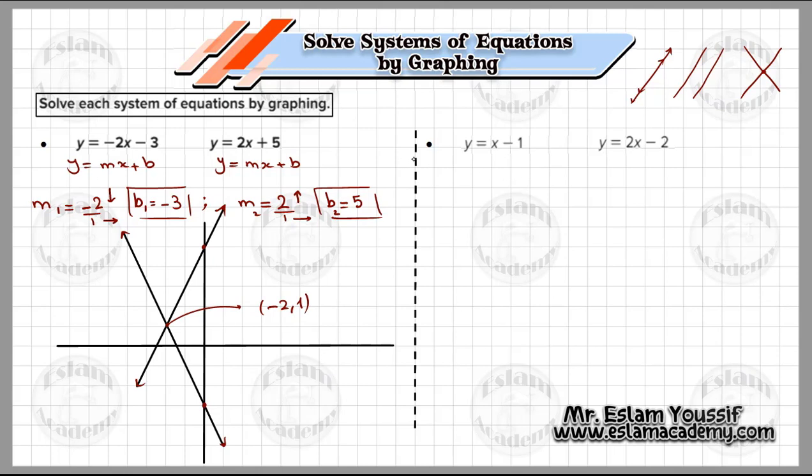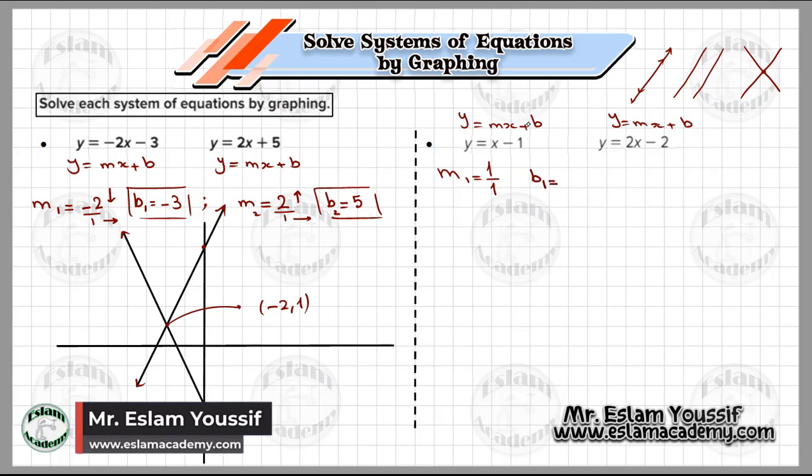In this problem, we need to graph the lines. You will find that the two equations are written in the form y equals mx plus b. As we said before, the main point to graph is to find the slope and the y-intercept. The slope of the first equation is the coefficient of x. There is no number beside x, it means the coefficient here is 1, so we can write the slope as 1/1.